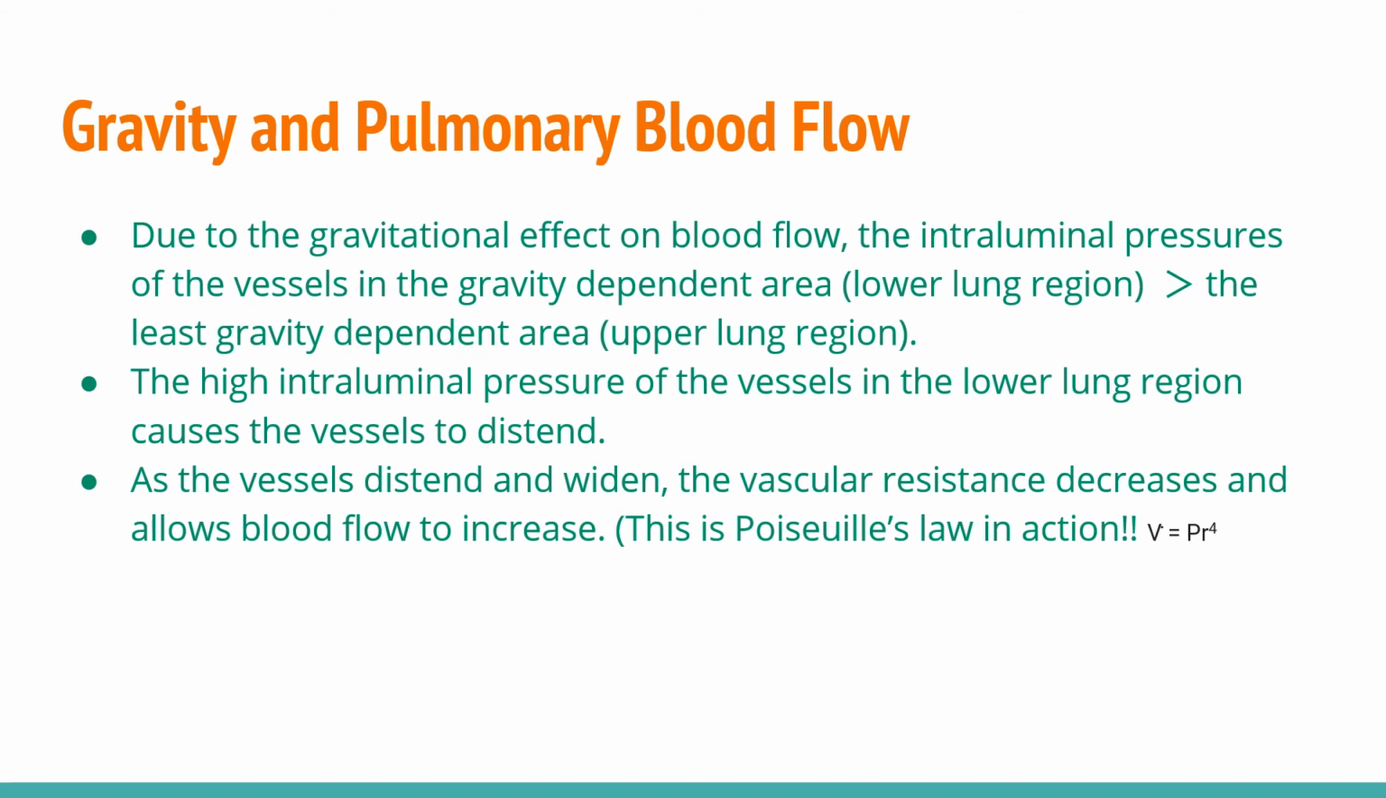All right, so due to the gravitational effect on blood flow, the intraluminal pressures of the vessels in the gravity-dependent areas, or the lower lung regions, are greater than in the least gravity-dependent areas in the upper regions. Again, this higher pressure makes the vessels distend, so they push out and widen. That decreases the resistance and allows blood flow to increase. So this is basically Poiseuille's law in action.